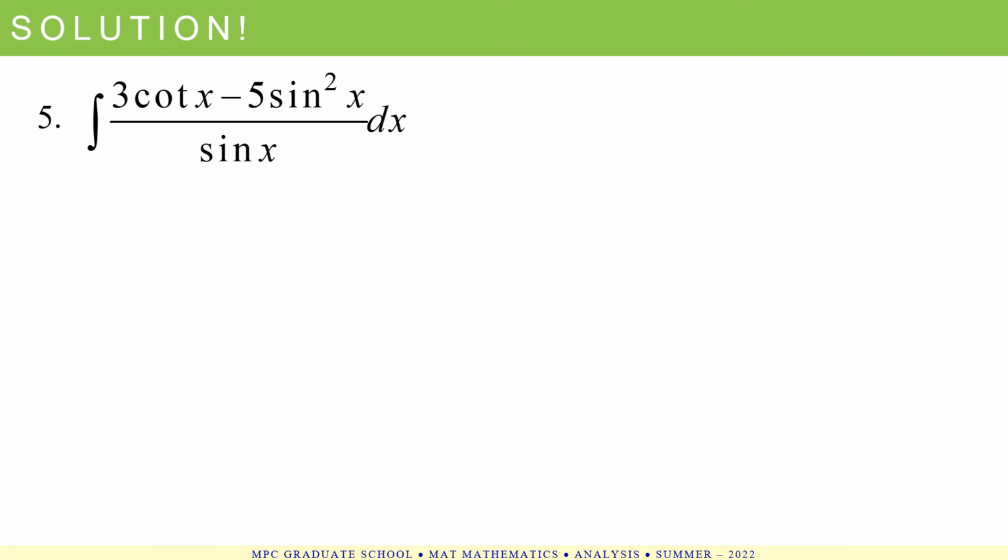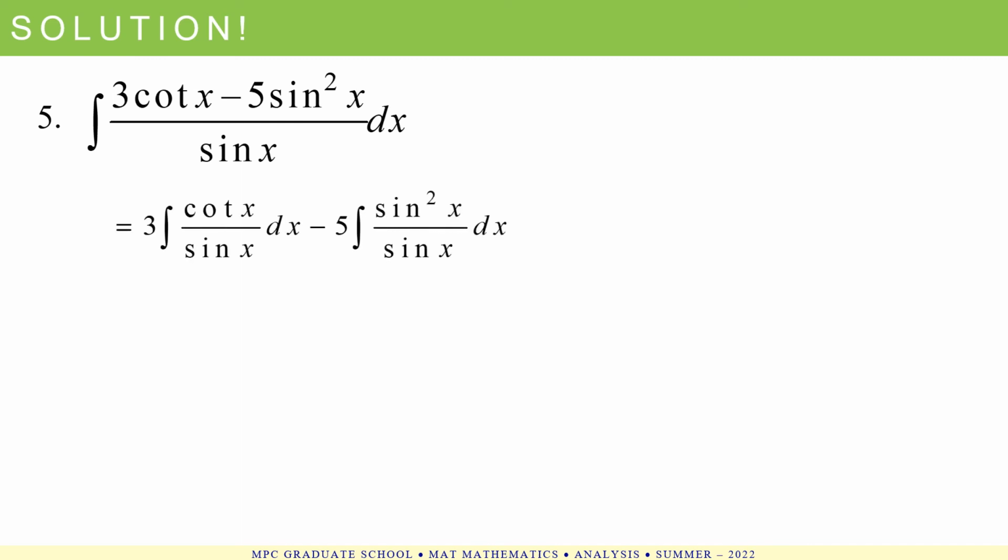For our last example, we have the integral of 3 cotangent of x minus 5 sine squared x all over sine x with respect to x. First, we can integrate each term having the same denominator, which is sine of x, and we're going to apply the constant multiple rule. So we have 3 times the integral of cotangent of x over sine of x with respect to x minus 5 times the integral of sine squared x over sine x with respect to x.